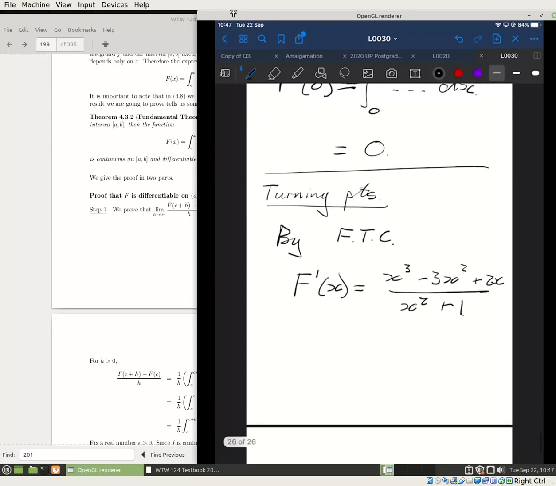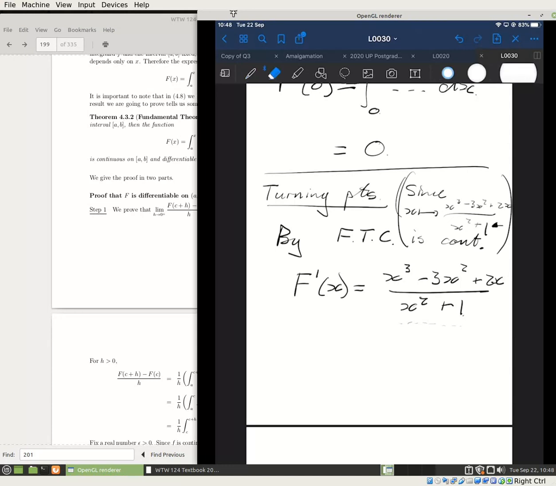And notice here we're never dividing by 0, so this rational function is continuous. So let's add here that the function that sends x to x cubed minus 3x squared plus 2x over x squared plus 1 is continuous. And why is it continuous? We're never dividing by 0. So x squared is greater or equal to 0, and then we're adding the 1, so the denominator is never 0.